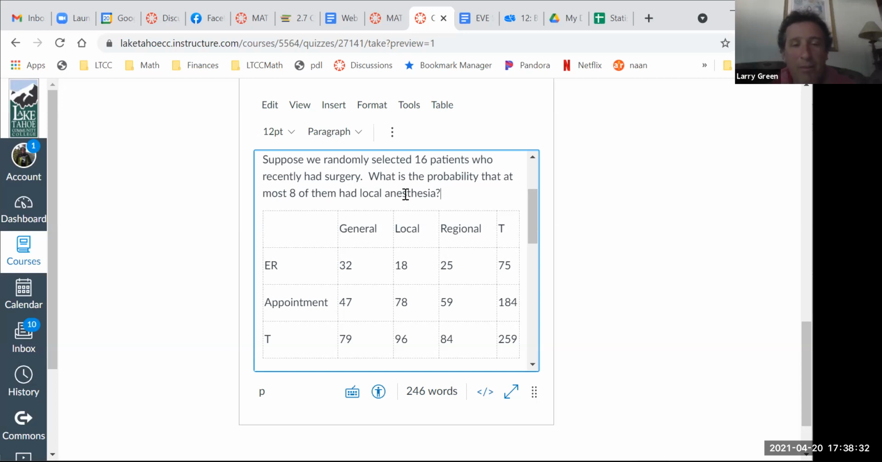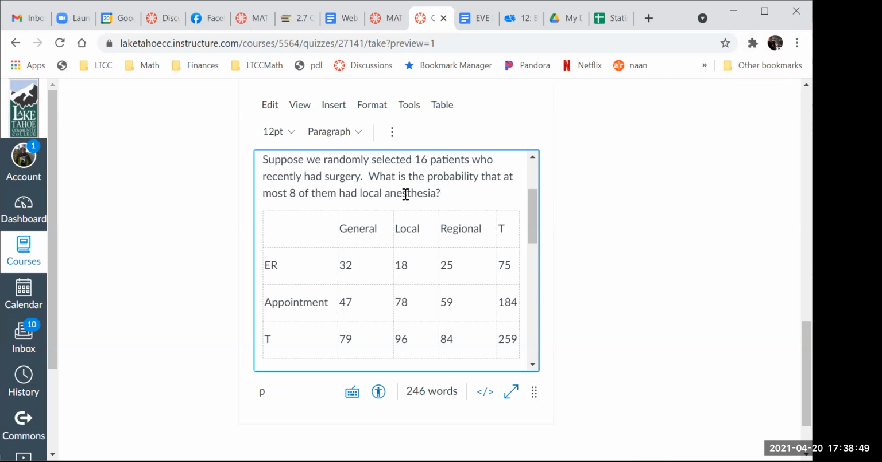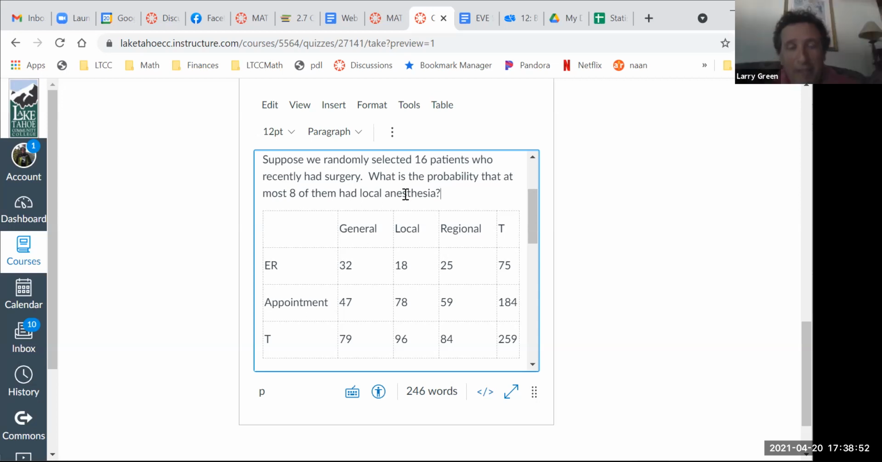This is a nice combo of chapter 3 and chapter 4. What goes in for P in this one? That's a really good question, probably the hardest part of this one. Remember, P is the probability that a single individual will say yes, and the survey question is, did you have local anesthesia? Given this table, how do we find the probability that someone will say yes, I had local anesthesia?